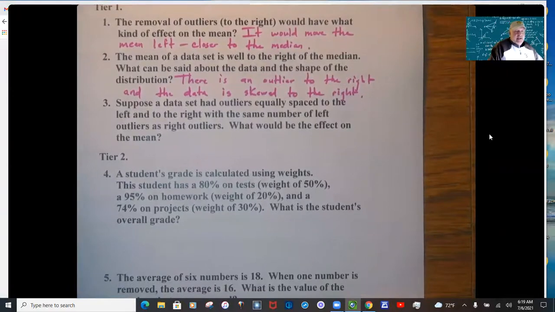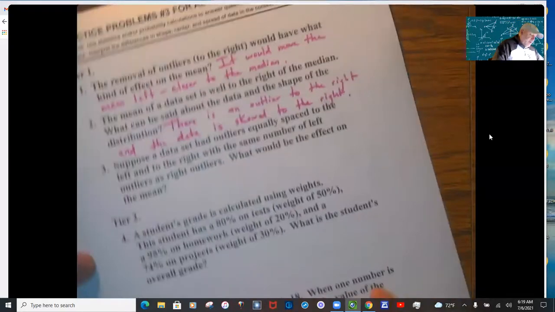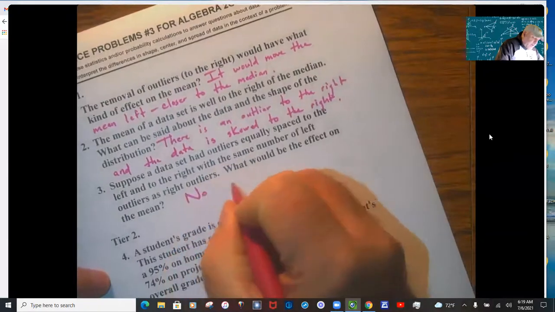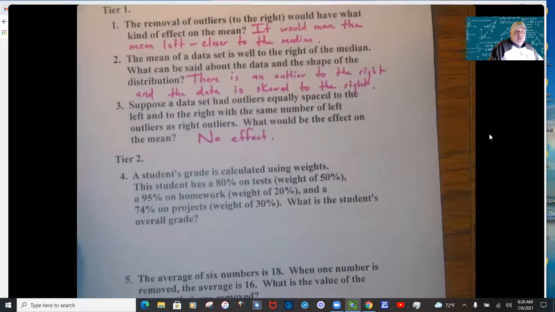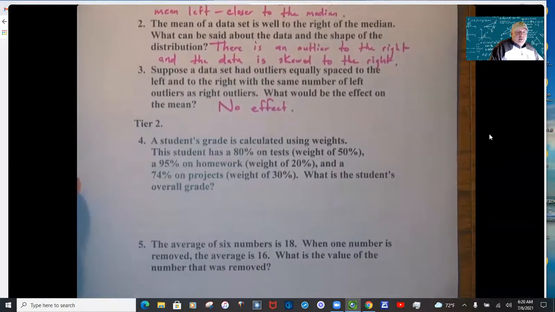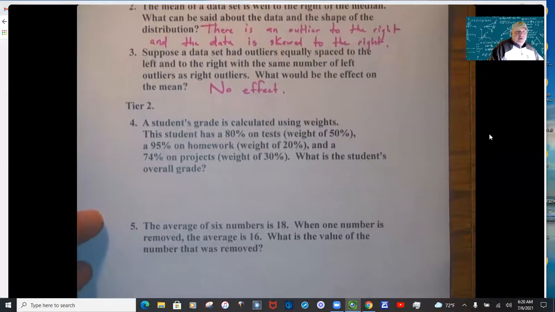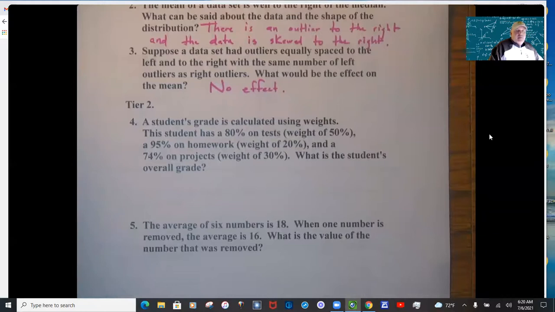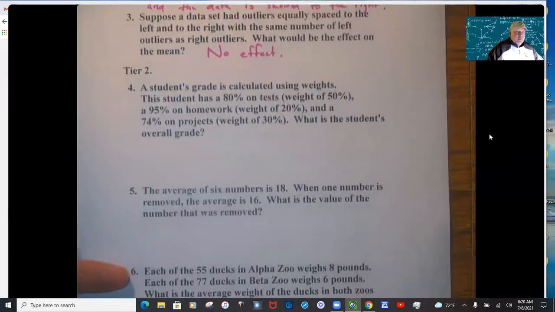Suppose a data set had outliers equally spaced to the left and the right with the same number of left outliers as right outliers. What would be an effect on the mean? There would be no effect, because now you have weights in both directions. That does matter though for the dispersion of data or the spread of data. But as far as skewing, you're kind of pulling equally in both directions.